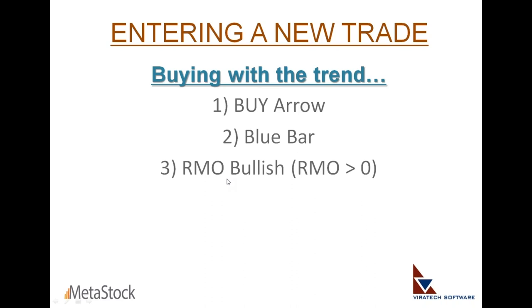But when you look at the RMO system, more importantly, the RMO oscillator itself is handling the long term. The arrows are handling the short term. The bar colors are handling the medium term. So these three rules which I've given you: the buy arrow is like saying the short-term signal. The blue bar is like saying the medium-term signal. And the RMO oscillator being above zero is a long-term signal. So what I'm really looking for is an integration of short, medium, and long-term. So the indicator, the suite, the template as a whole is handling that.